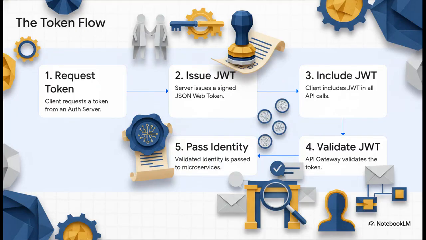Well, the modern standard is to use something called JSON Web Tokens, or JWTs. As you can see in this flow, the client app asks an authentication server for a token. The server gives it a digitally signed token, and the client just includes that token with every single request it makes. The API gateway's only job is to check that the signature on the token is valid.